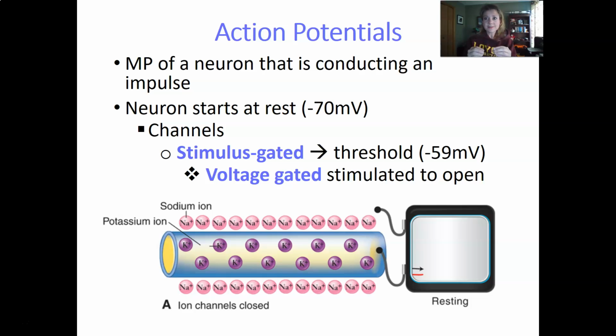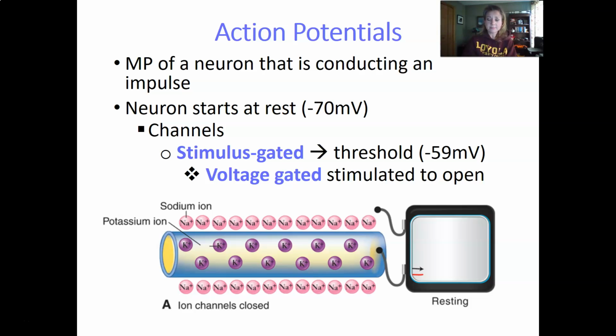If threshold is not reached, then that possible action potential is going to die out. It's going to dissipate and it's not going to go anywhere. But if enough sodium flows in to raise -70 up to about -59, then that's going to cause our voltage gated sodium channels to open, and then that's going to allow for more sodium to rush in, which I'll get to on the next slide.